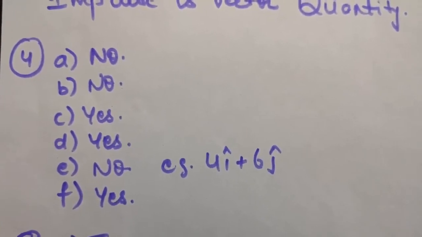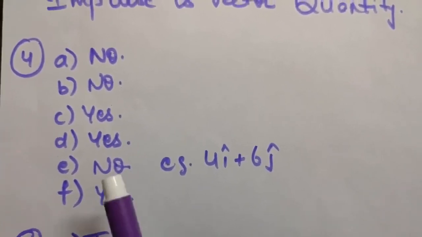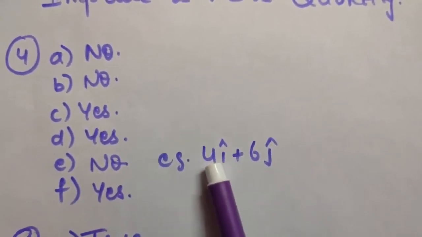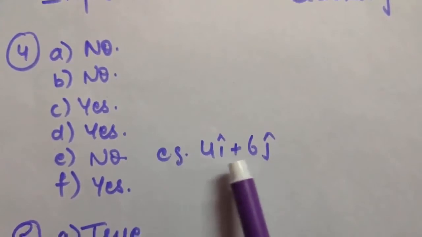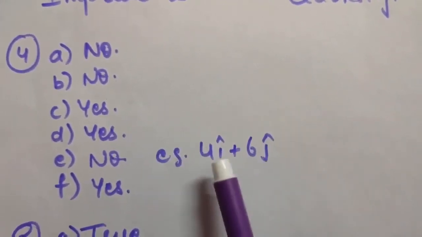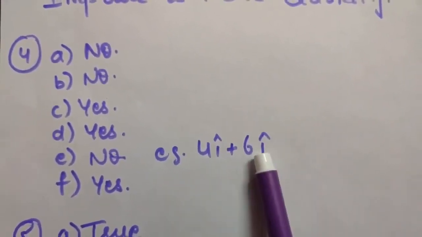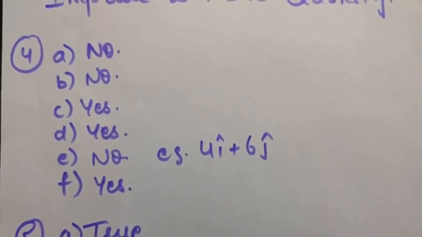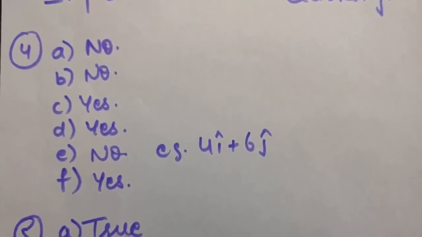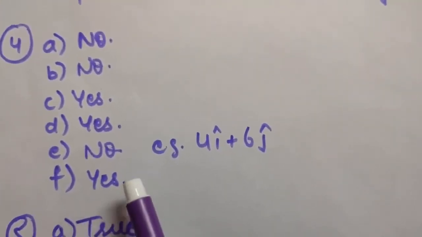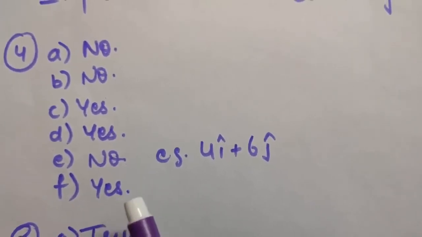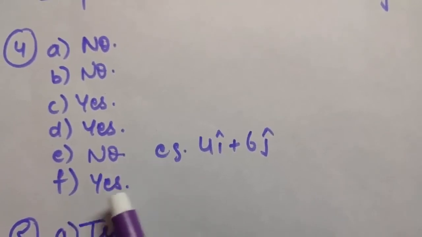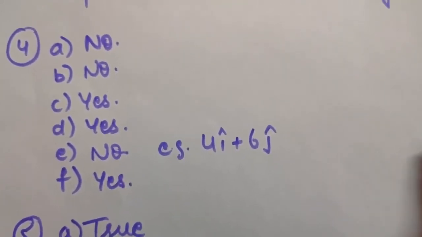E part says adding any two vectors. Adding any two vectors is not possible every time. For example, if you have 4i cap plus 6j cap, they are not in the same dimensions, so they cannot be added. Vectors can be added only when they are in the same dimension. Okay, the F part says adding a component of a vector to the same vector. Yes, it is always possible, because the component of a vector and the vector are always in the same dimension, so they can always be added. So the answer will be yes.